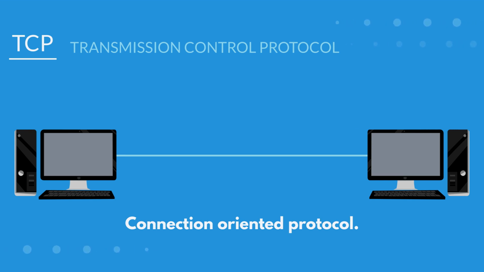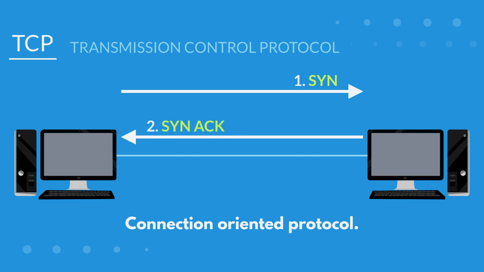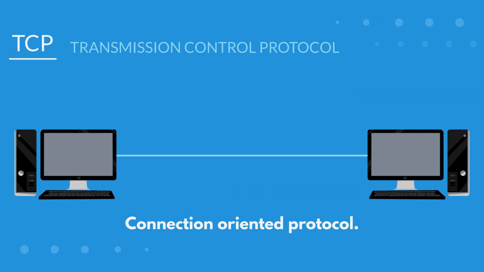So the first step is that a computer will send a message called a SYN, S-Y-N. Then the receiving computer will send back an acknowledgement message telling the sender that it has received the message. And then finally the sender computer sends another acknowledgement message back to the receiver. And then once this has taken place, data can be delivered.